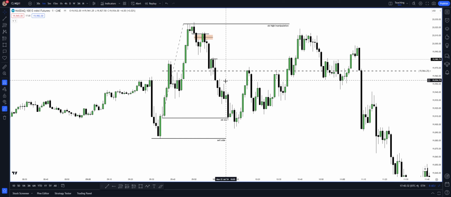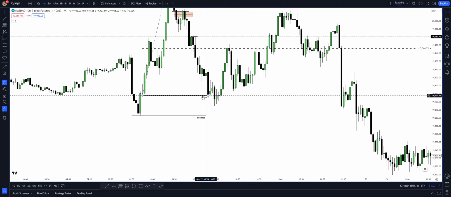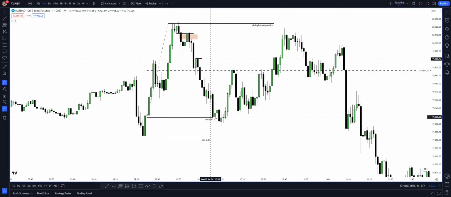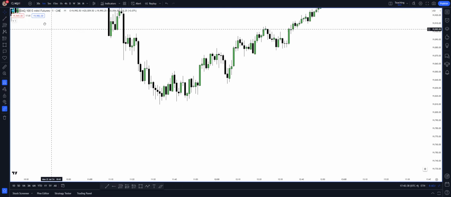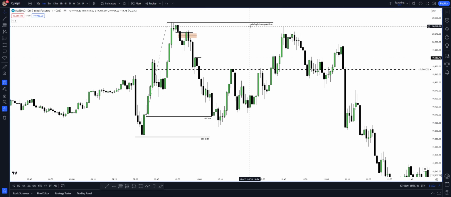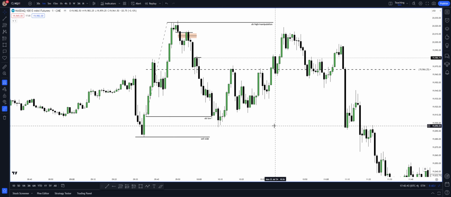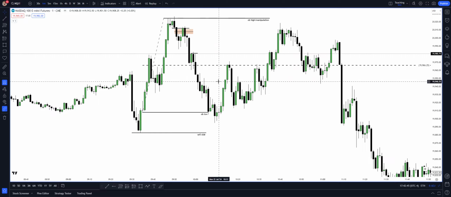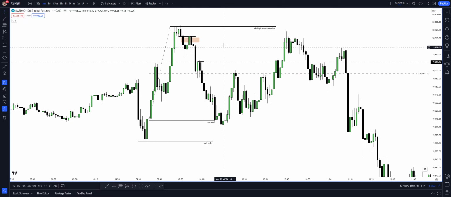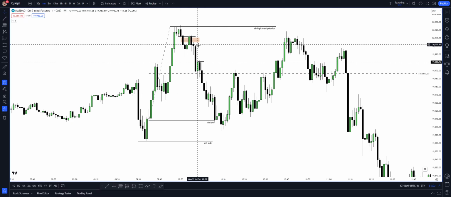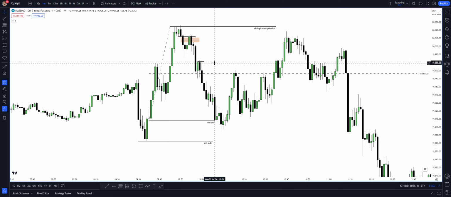Okay, this is not always the case though. It doesn't have to reject at the OB low. Today was pretty whatever. I don't know why it turned from here, but it is what it is. But that's basically how you execute using multi-time frame. Now you can do the same thing on the 1 minute as well.